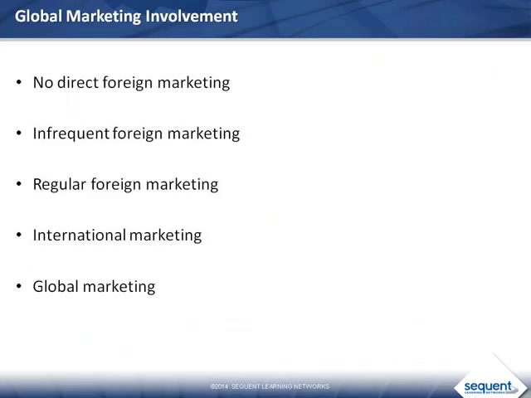So we can tie our global marketing involvement directly to how we're going to be entering the marketplaces. Clearly, if we're in our own domestic marketplace, we have no direct foreign investment. If we start to move to the export distribution model, we may have infrequent marketing to support the export business or the distribution of our business. We may be entering a market or two and might have some regular foreign marketing. We may have international marketing, which is not global, but could be a region of the world or multiple markets, till we get to a place where we'd like to look at the world as one, and we have a global marketing strategy and message.